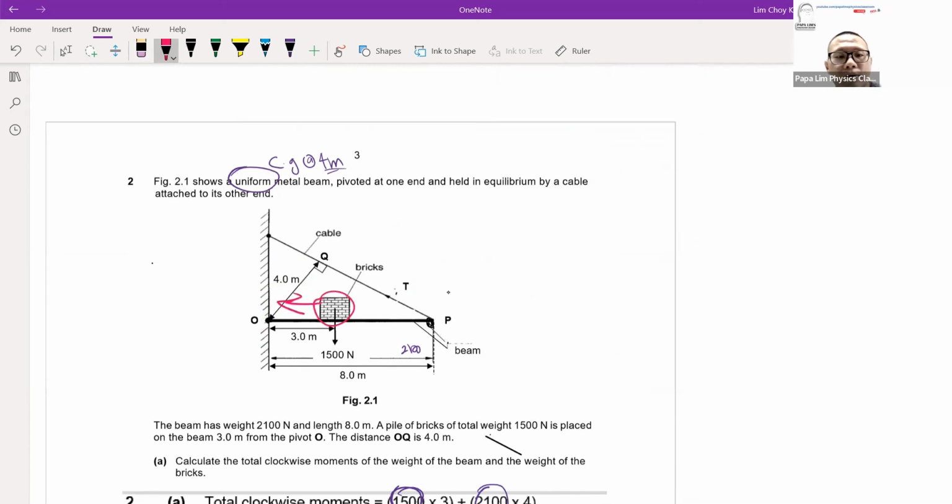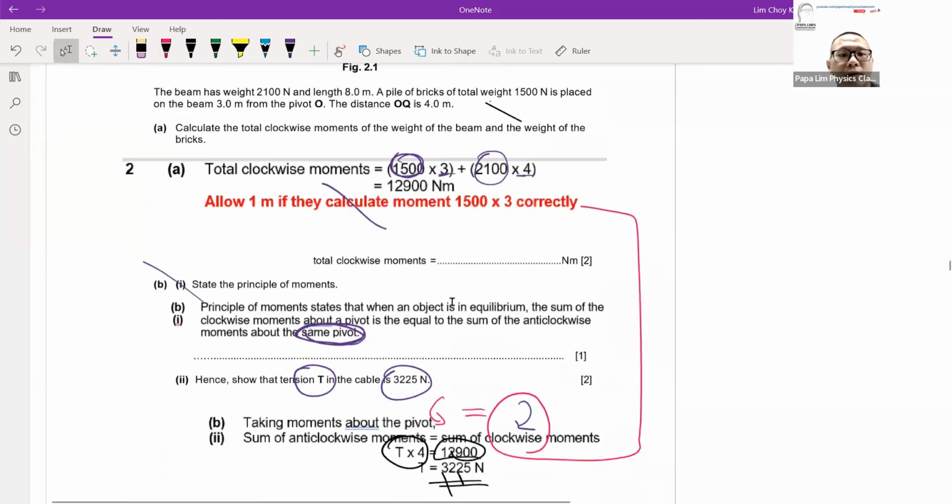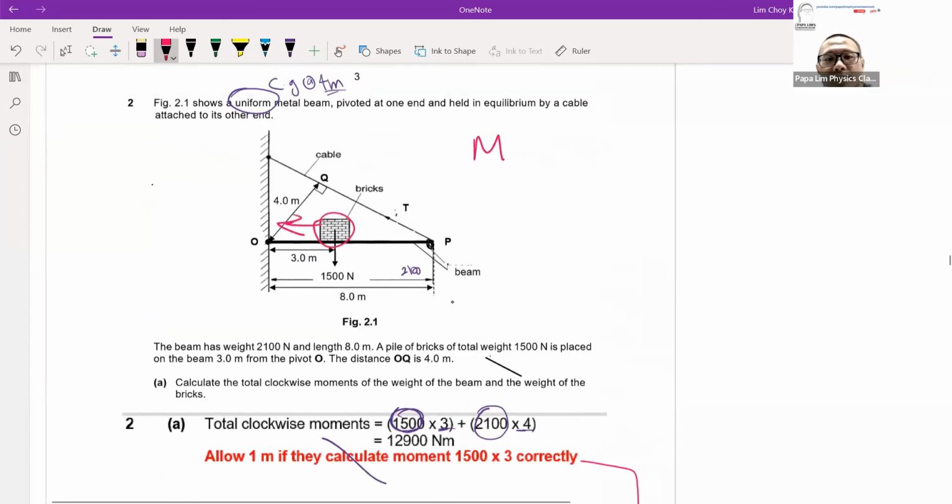Now there are 3 moments that we are looking at. We have the anti-clockwise moment, and we have the moment due to the brick.